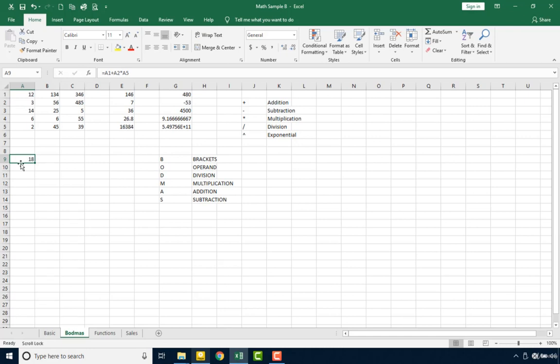12, if you double click on it again, or you can just look at the formula bar, A1, which is 12, plus A2, which is 3, it's supposed to be 15, plus A5, which is 2, 15 multiplied by 2 is supposed to be 30, but we get the result as 18. So once we have started mixing multiplication and additions together, we need to implement something called BODMAS into effect.